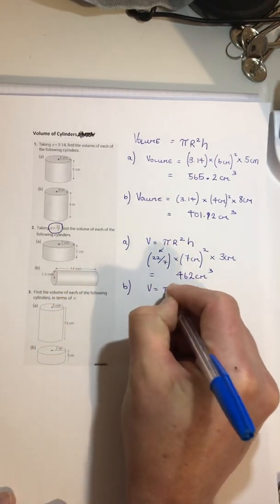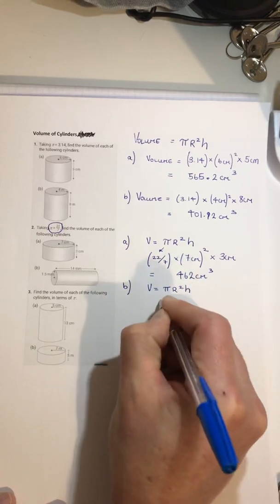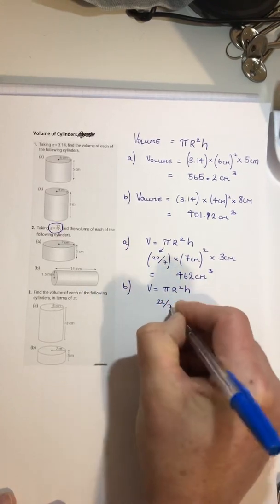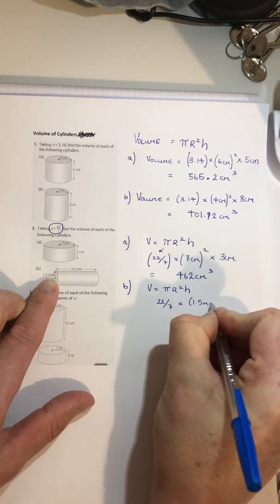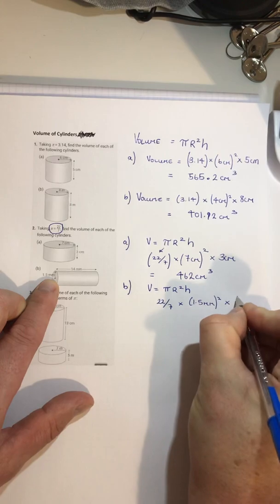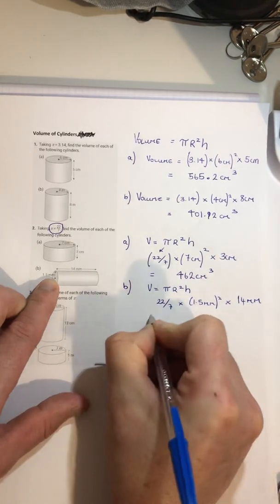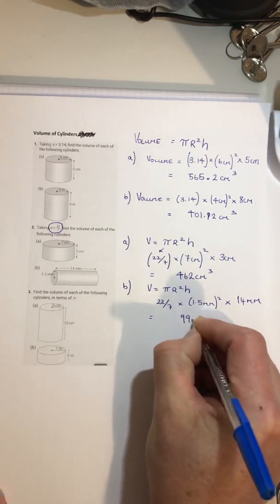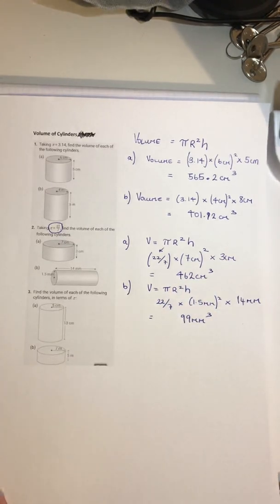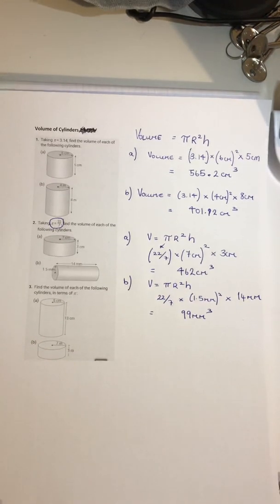For part B, volume is equal to pi r squared h again. Pi is 22/7. The radius is 1.5 millimeters squared, multiplied by the height is 14 millimeters. So again on your calculator, 22/7 multiplied by 1.5 squared multiplied by 14 is equal to 99, and it's in millimeters cubed. Okay.